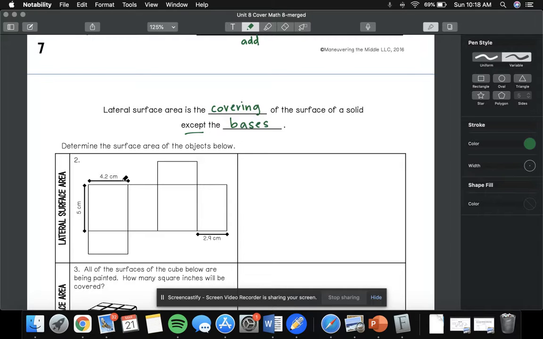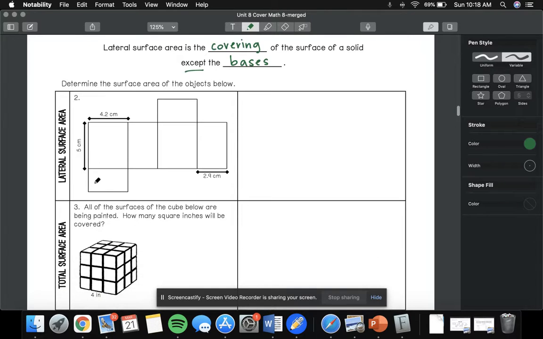So this one, we're gonna find the lateral surface area, okay? Which means not the bases. These would be our bases, so we are not going to calculate those. Okay, so we have a 5 centimeter by 4.2 centimeter rectangle, so 5 times 4.2, and we get 21 square centimeters. Okay. I noticed that this would be the exact same, so we also would have another 21 square centimeters.